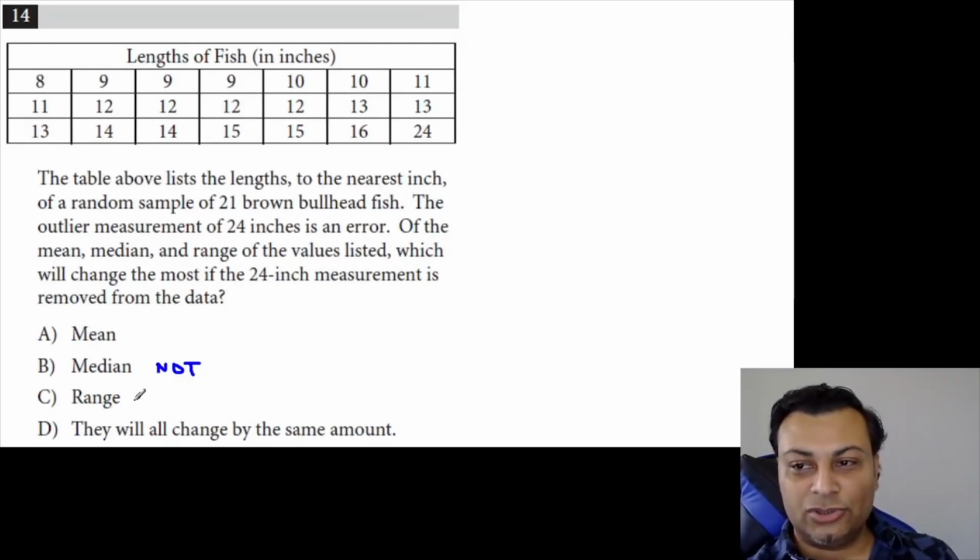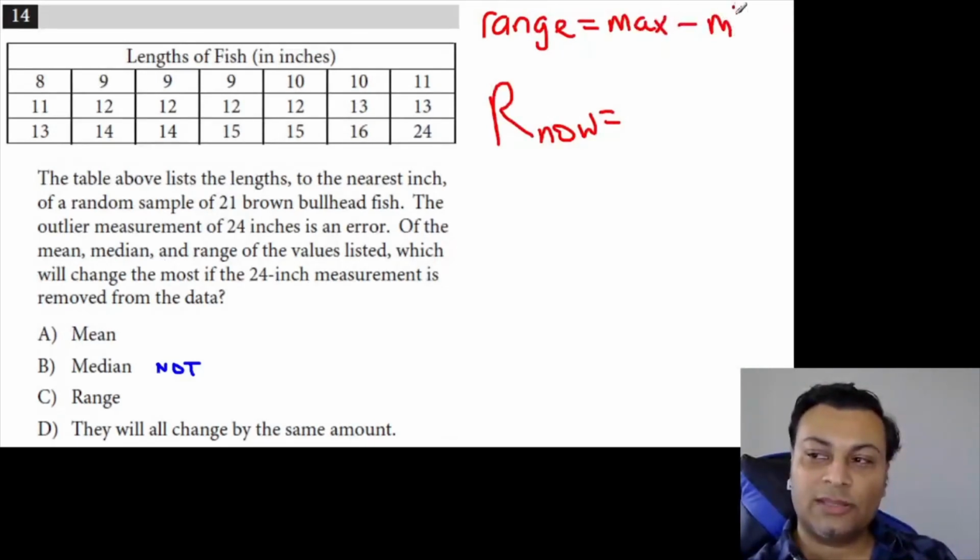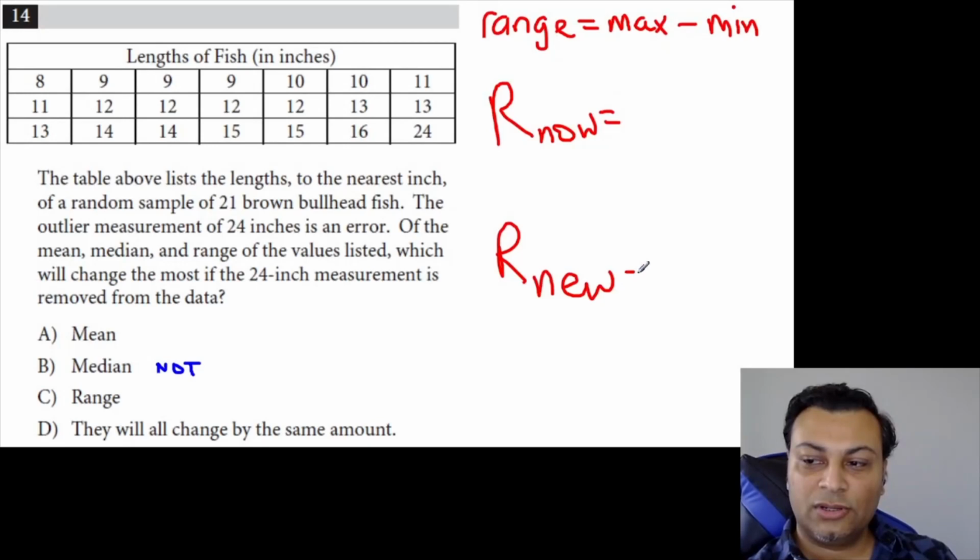So the range, at the moment, is, so what's the formula for range? Range is the greatest number, the maximum, subtract the minimum. Right now the range, and let's look at the new range. Maybe we can call this the old range. Range with all 21 counted.